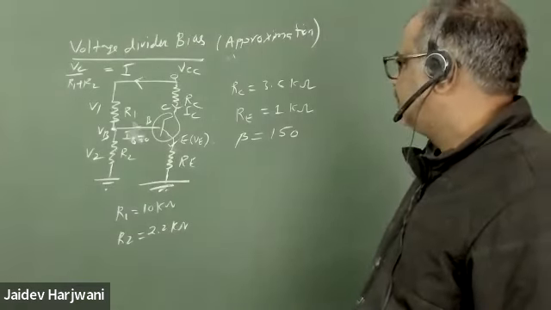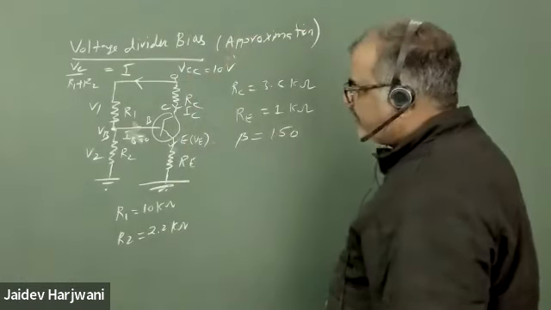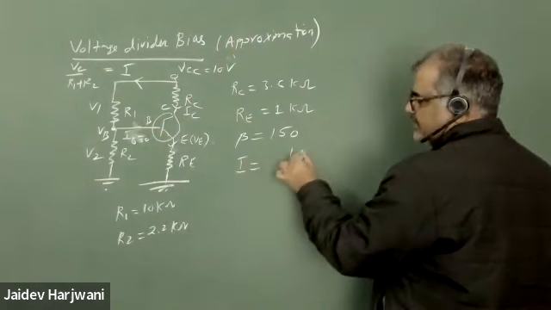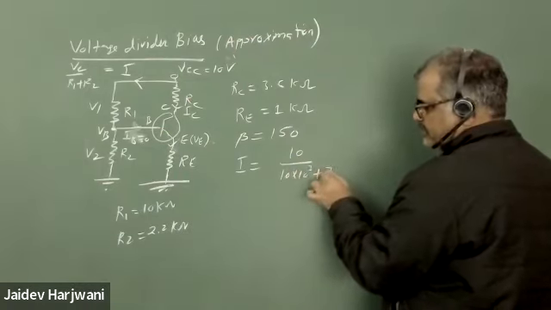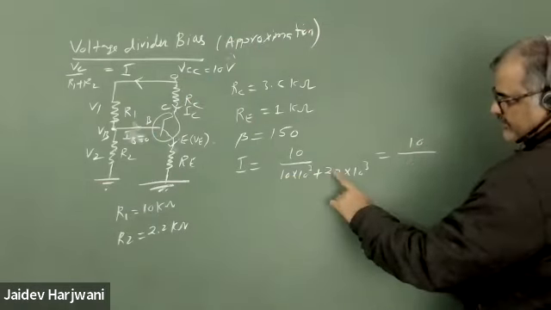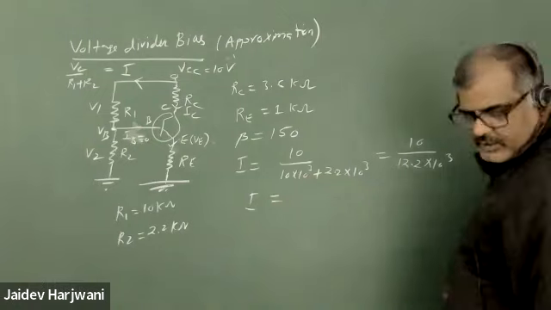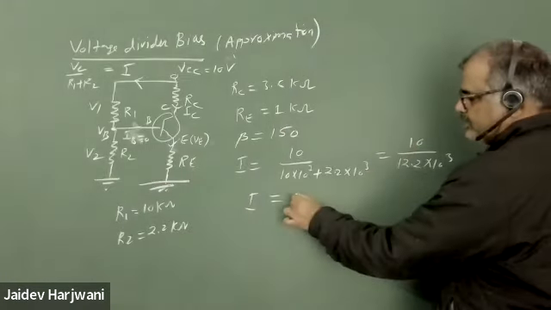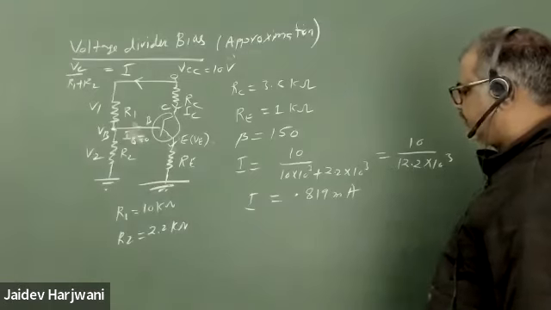So VCC and VB. VCC value is 10 volt. VB you have to calculate. You assume IB is 0. So your total I current will be what? VCC 10 upon R1 plus R2, that is 10 kilo ohm plus 2.2 kilo ohm. This becomes 10 upon 12.2 kilo ohm. So this will give you I value. How much ampere is coming? It's coming 0.819 milliampere, that is 819 microampere.